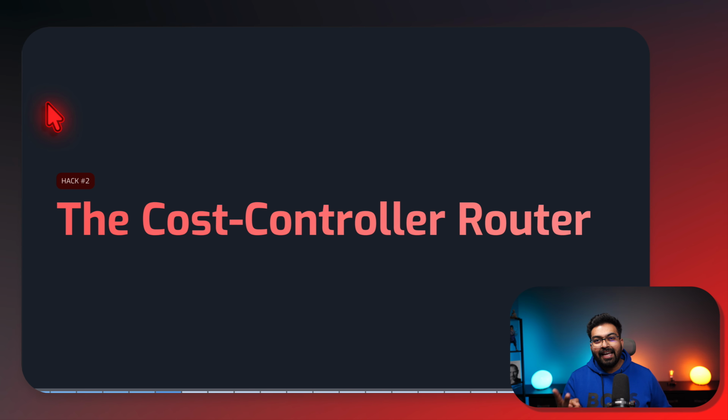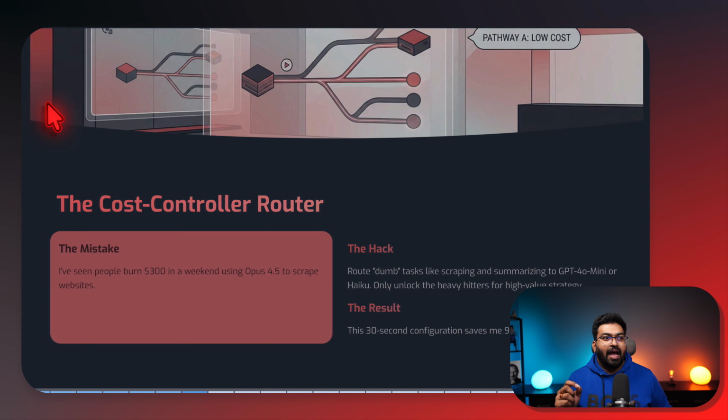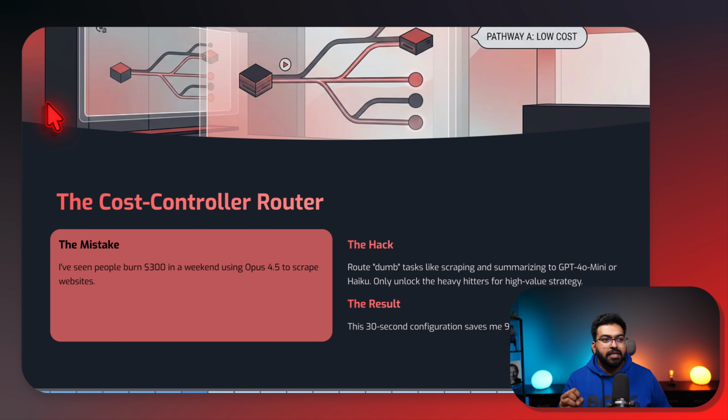And the second hack is the cost controller router. The biggest mistake I've seen is people burning $300 in a weekend using Opus 4.5 to scrape websites, to do minimal dumb tasks which any model can do. So what is the hack that we came up with?